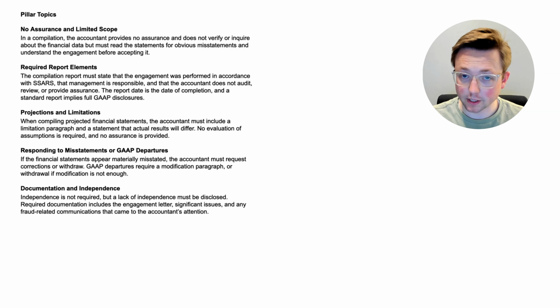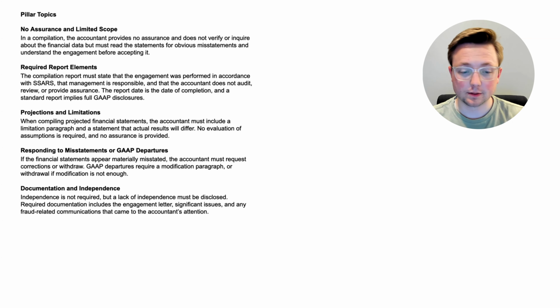Now let's talk about responding to misstatements or GAAP departures. If the financial statements appear materially misstated, the accountant must request corrections or withdraw. GAAP departures require a modification paragraph or withdrawal if modification is not enough. And again, notice how it says there that things appear to be materially misstated. Again, the accountant is not doing much more other than just reading through and making sure that there's no obvious errors. They're not doing anything super deep like you would in an audit. However, if things appear misstated, if there's something that's obviously off, that's when they would ask for correction or withdraw.